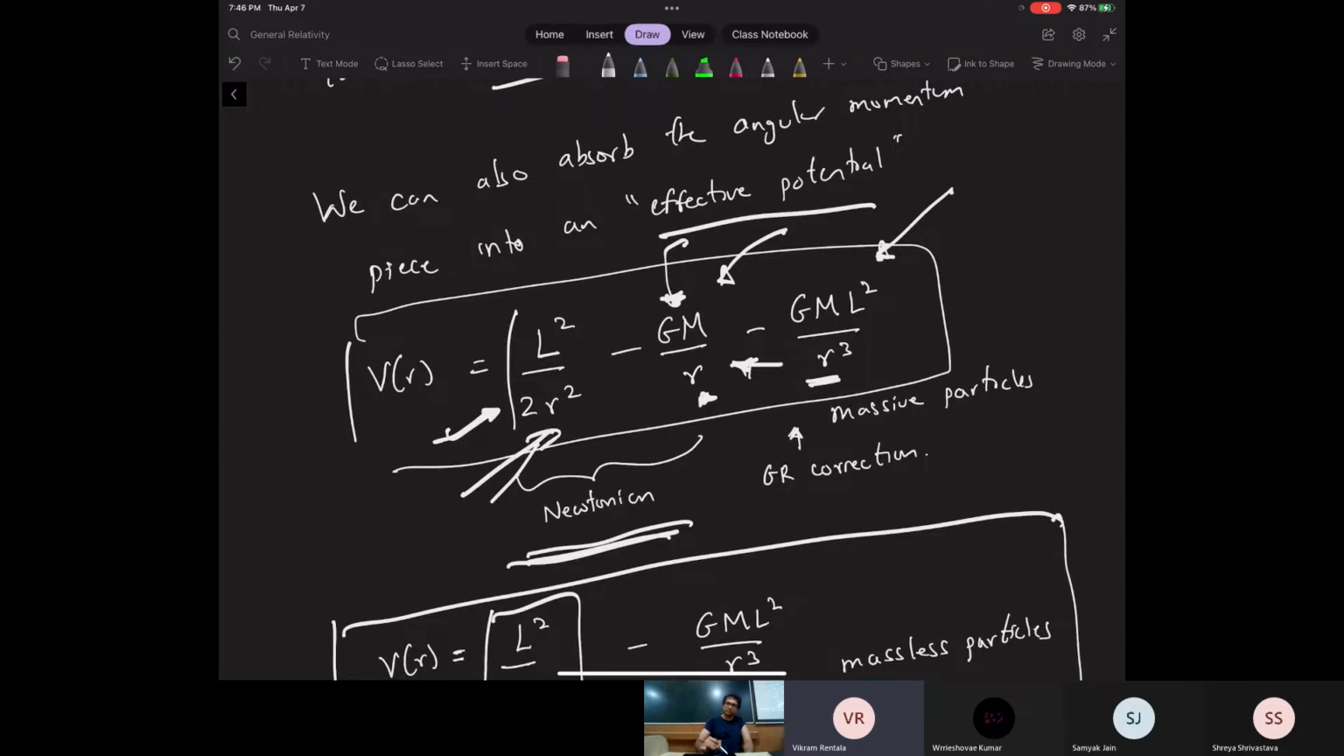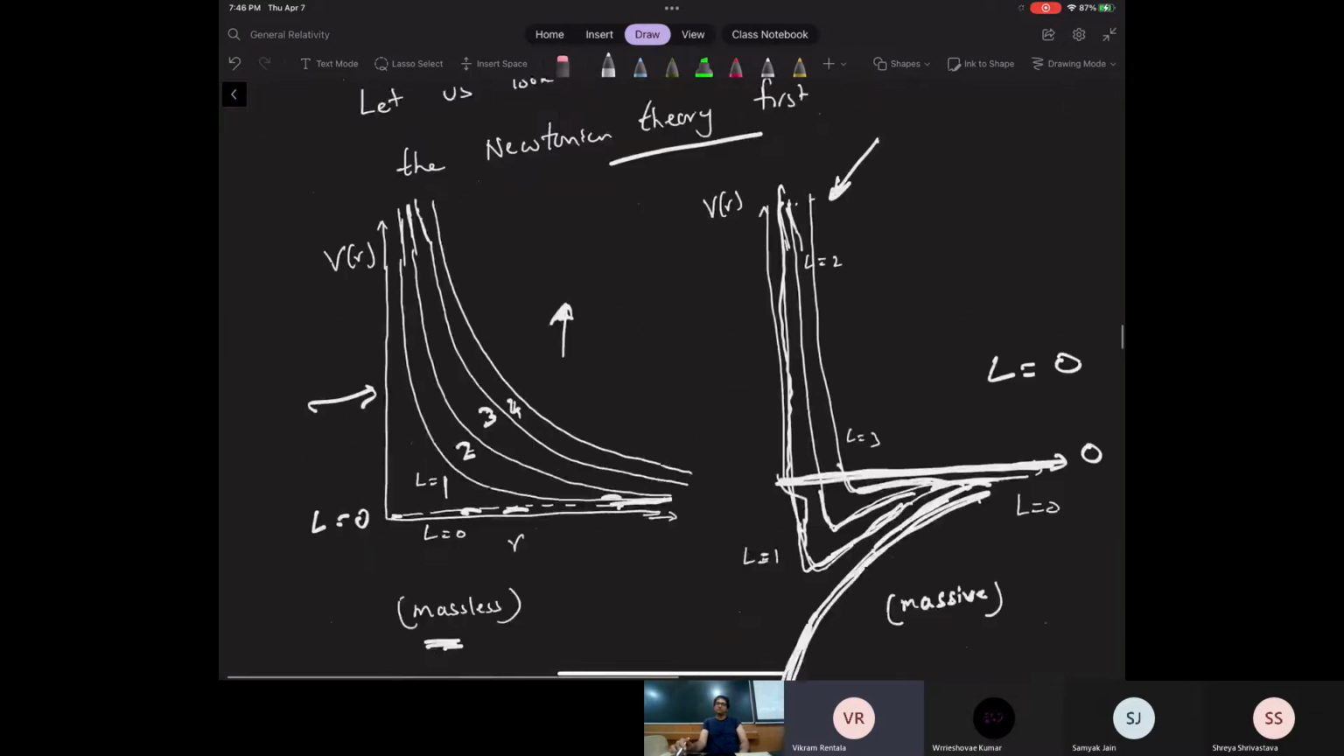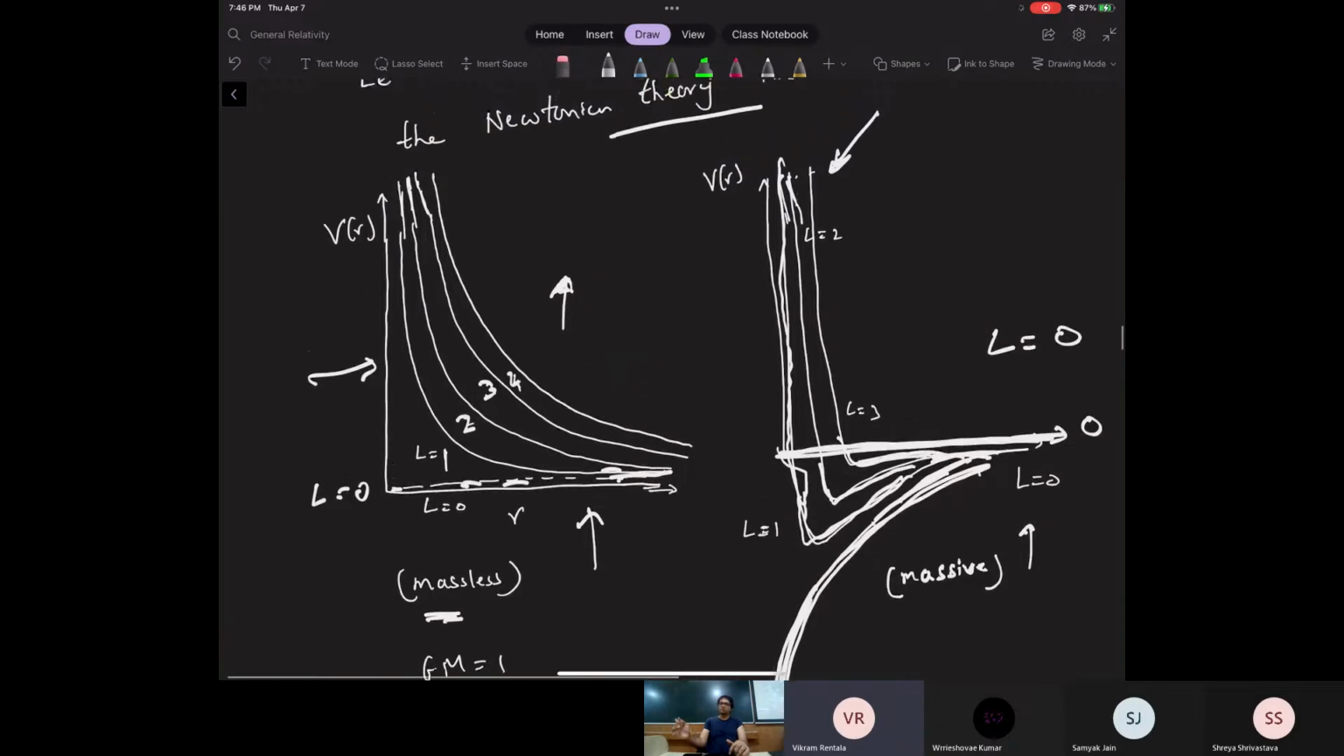As r goes to infinity, this entire thing goes to 0. That's what we call the asymptotic value. Now look at these two potentials. Imagine that you're solving a 1D problem where a particle is moving in this potential, and let's imagine what the solution would be.